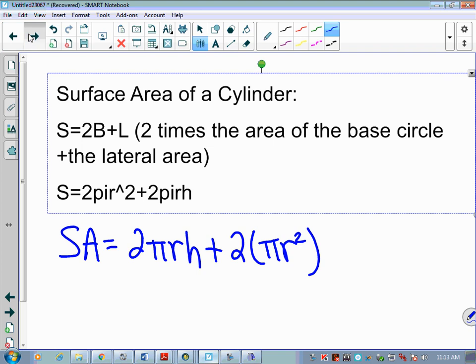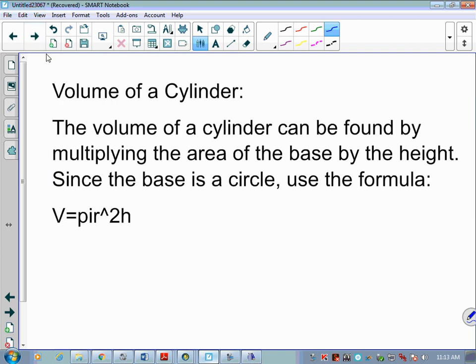Okay, finally, volume of a cylinder. Volume of a cylinder works just like the volume of a prism. We take the area of the base polygon and multiply it by the height or the altitude. So to write it up here, just so we're seeing it a little easier: area of the base polygon, which is pi r squared because it has a circular base, times my altitude or height.